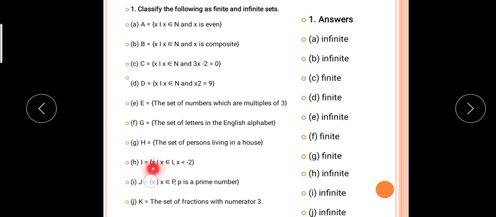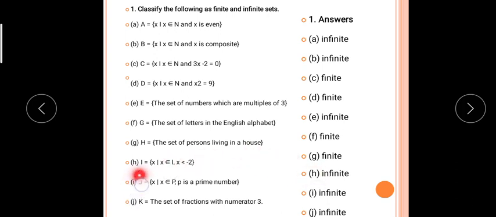A set I is the set of all x such that x belongs to I and x is less than minus 2. There are so many elements which are less than minus 2, because it is a set of integers. So how many elements are there? Minus 3, minus 4, minus 5, minus 6, up to infinity, and therefore it is an infinite set.